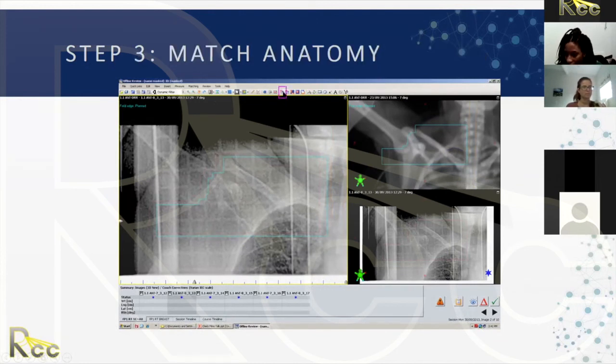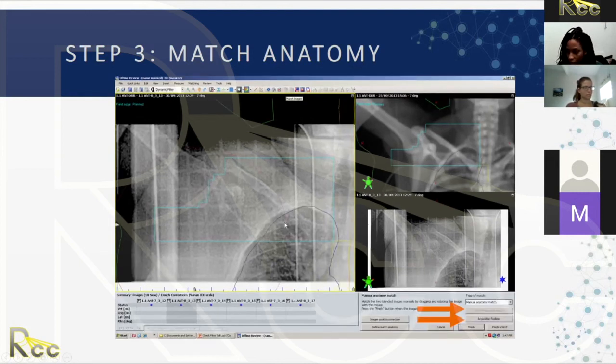To match the anatomy, if you remember earlier, I mentioned that there's a match anatomy button here. If you click that button, it overlays the outlines on one another, so that you can determine whether or not you want to make any sorts of adjustments. Once you click on that button, it says manual auto match, so it overlays the images on top of one another, and you can make adjustments as necessary.